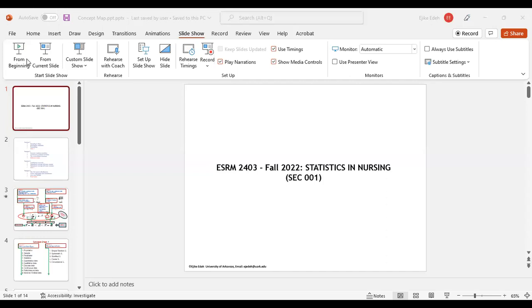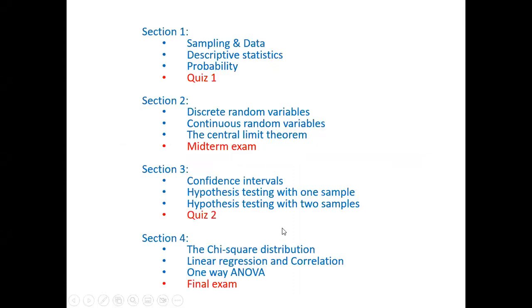Right, so here is a brief overview of what the course entails. Okay, I'm gonna play this from the beginning. Okay, so ESRM 2403, Statistics in Nursing, and this is the first section, right? So these are the outline of a list of topics that will be covered in this class.